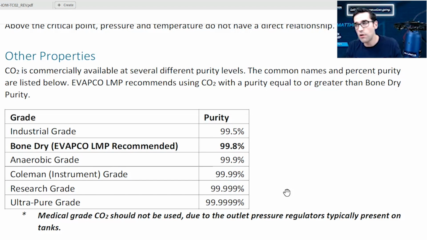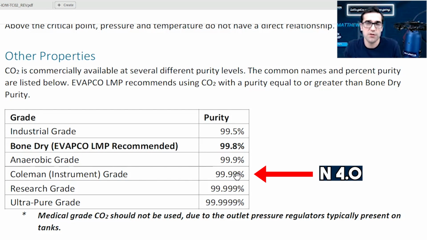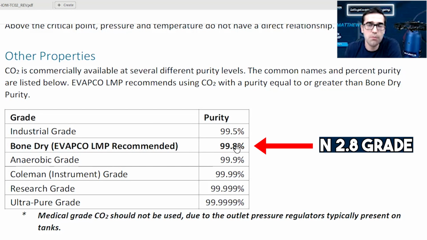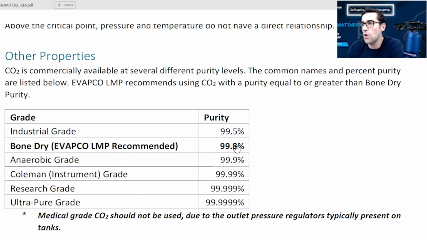When you start to get lower grade than, say, Coleman grade or even bone dry, so Coleman's N4.0, which is the refrigerant or instrument grade, they call it. And then bone dry is 2.8 grade. When you start to get lower, the lower you go, there's more moisture, but it's not the moisture that I would really worry about. It's the oxygen that could be in there. It's the nitrogen that can get in there. And this is why, if you start to go lower than that, you don't know the contaminants that may go into your systems.